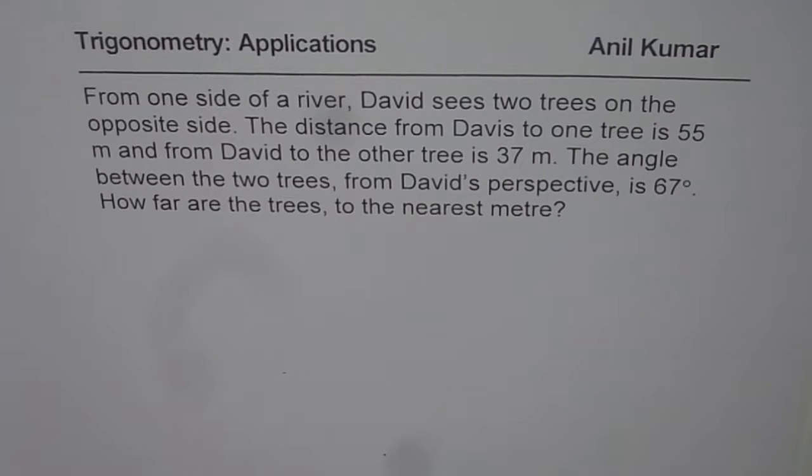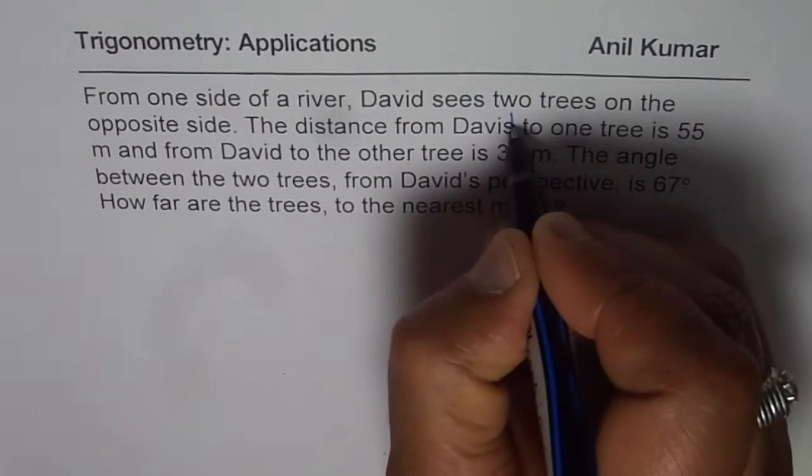The question here is, from one side of a river, David sees two trees on the opposite side. The distance from David to one tree is 55 meters and from David to the other tree is 37 meters. The angle between the two trees from David's perspective is 67 degrees. How far apart are the trees to the nearest meter? Let me correct the spelling also.